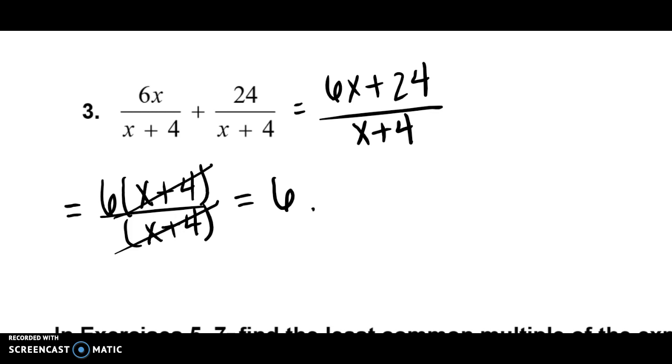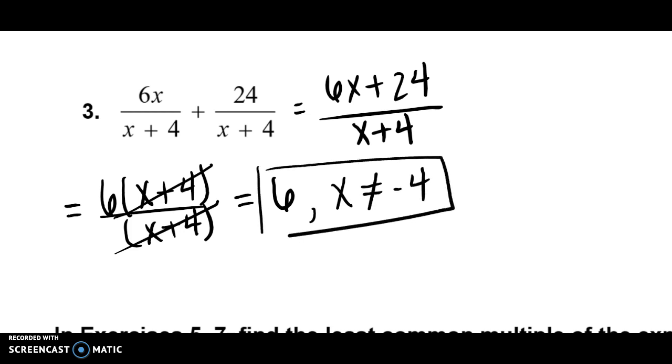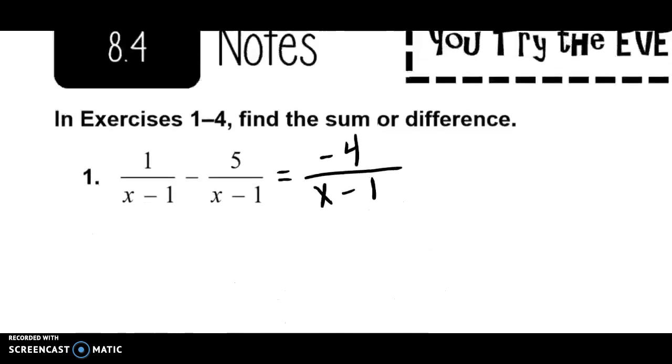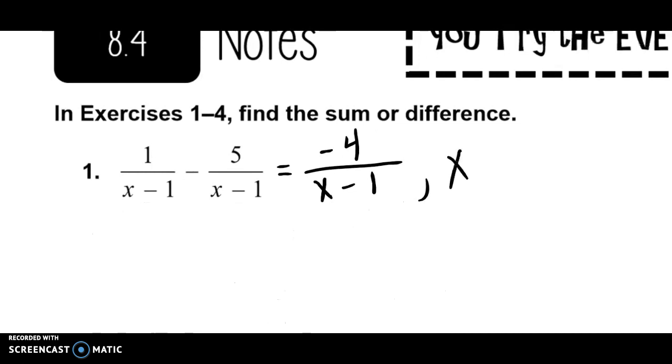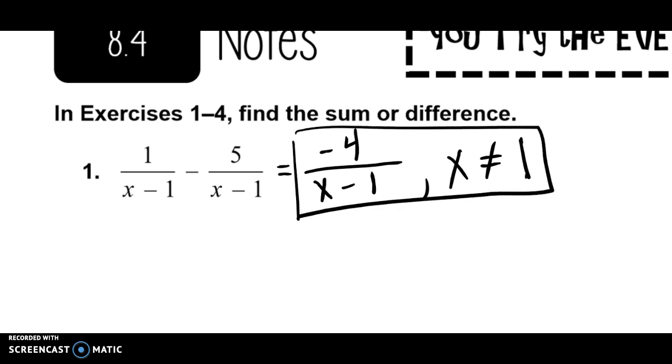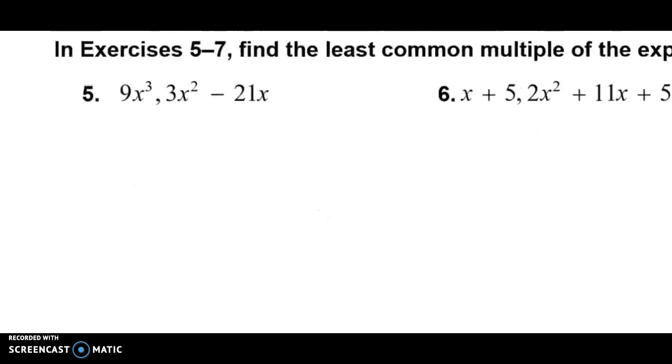Okay, and you have to also make sure you note what x can't be. So here, if x equals -4, the denominator is going to be 0, and then we're going to have an undefined fraction, so x cannot equal -4. So let's go back to the top and write down that x cannot be -4. So this is our answer. Okay, let's move on to number 5.